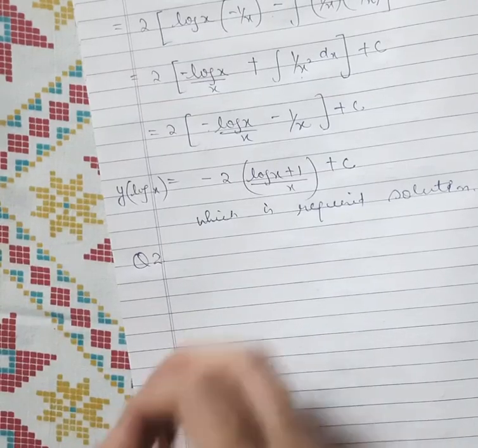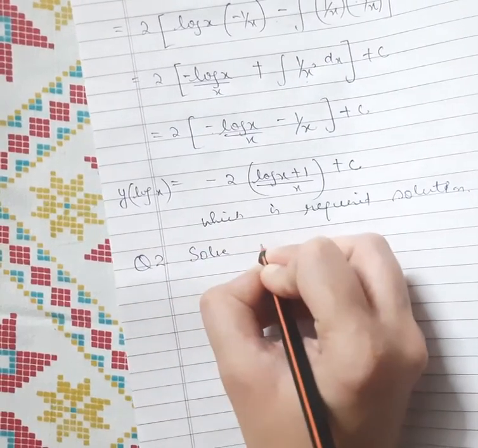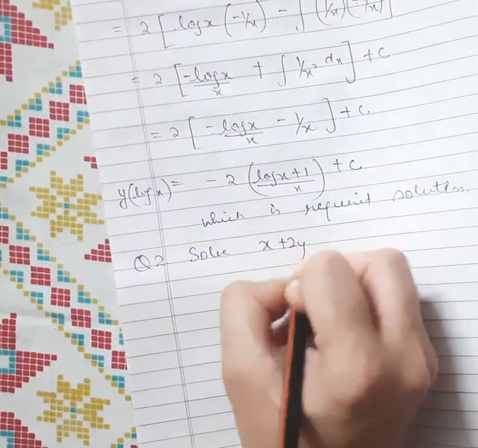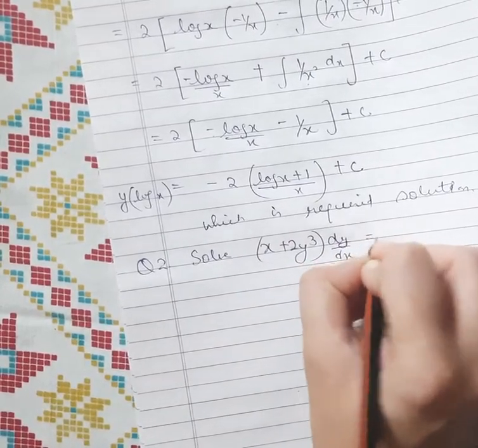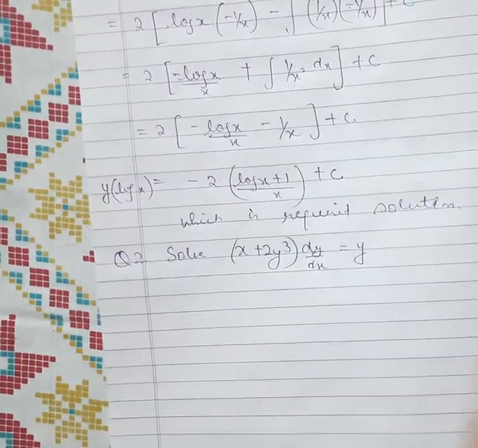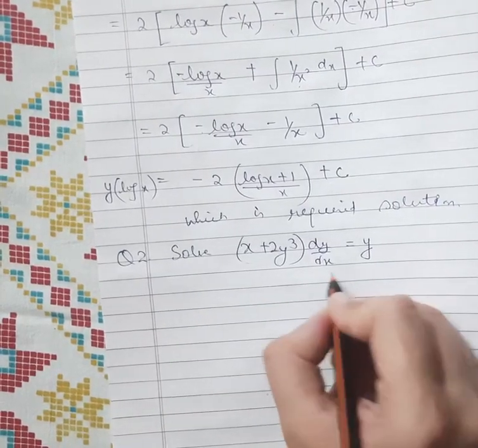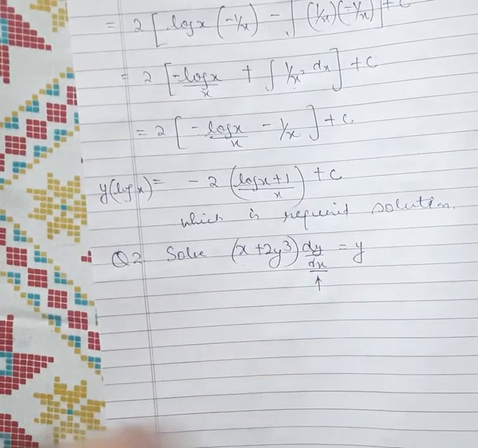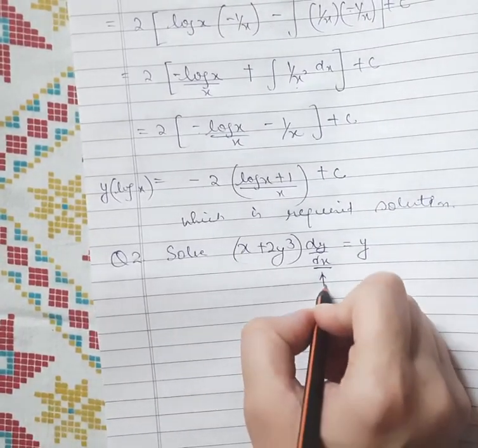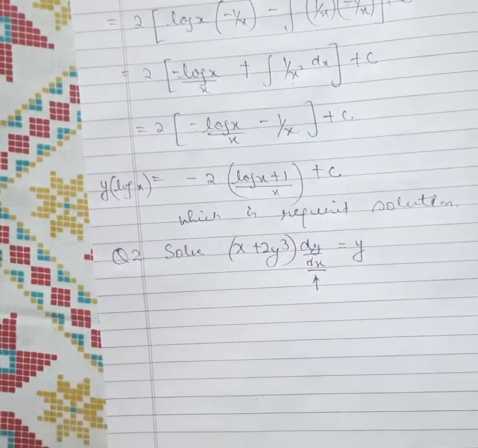Now let's solve one more example of similar type. Solve the differential equation (x plus 2y cube) dy by dx is equals to y. Now we have to solve this equation. If you closely observe this equation, although this equation is of order 1, is it of degree 1? Yes, true. But this equation is not linear in y.